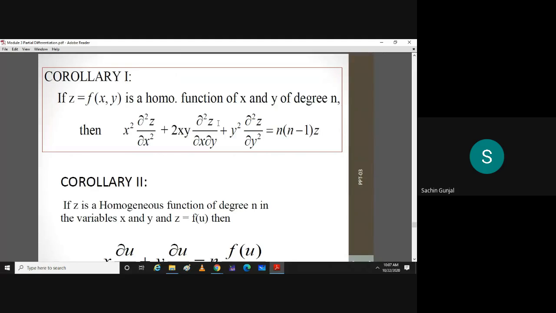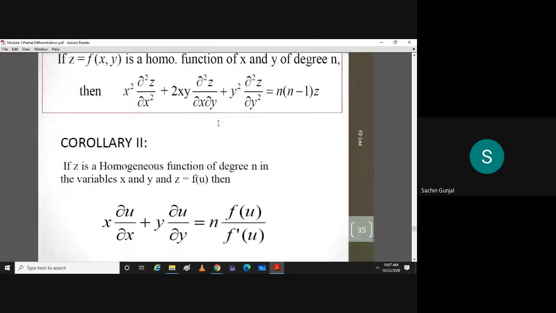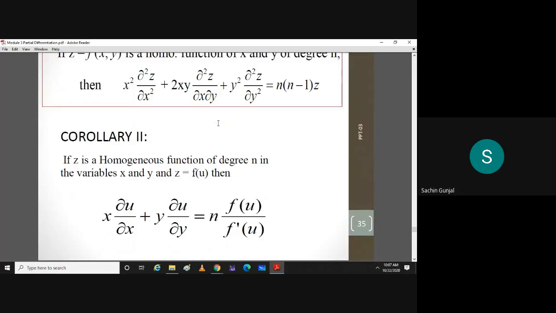All right, so this is the first corollary. And second, z is a homogeneous function of degree n, where z is equal to f of u. Now, what is this case?